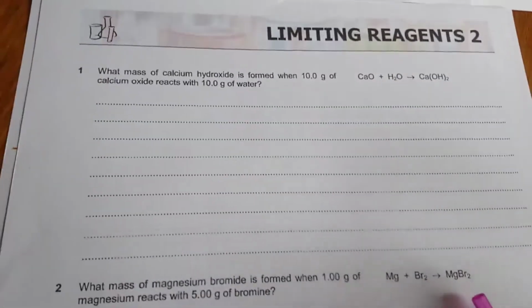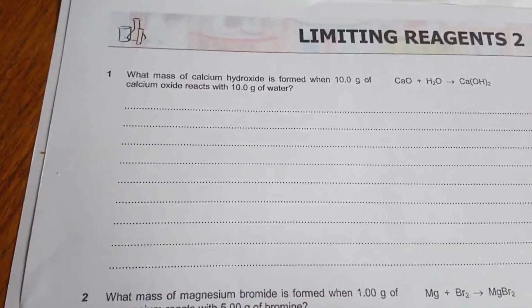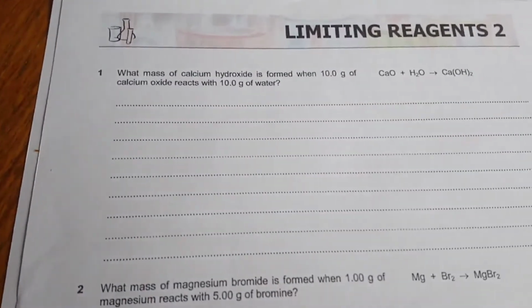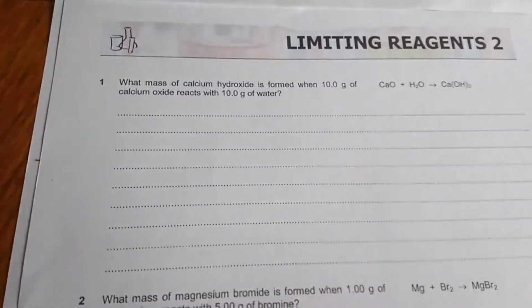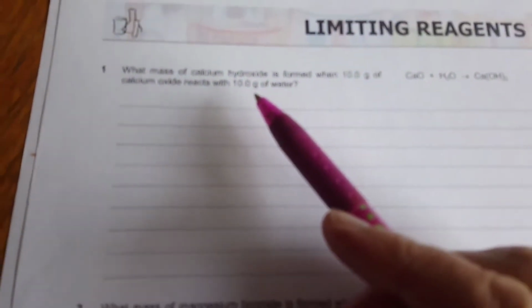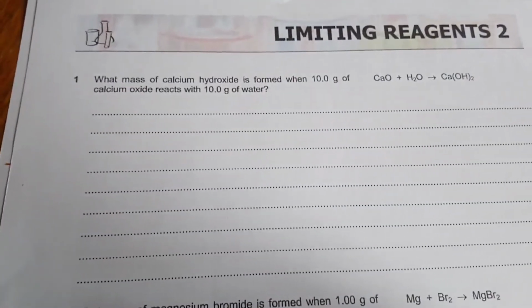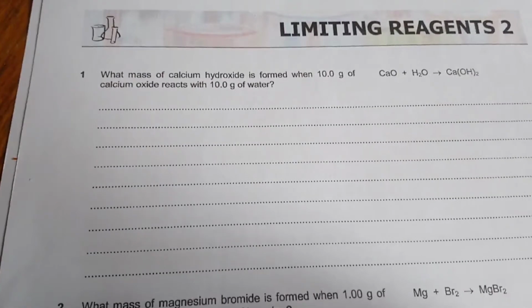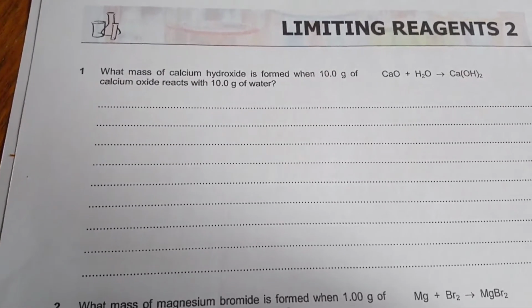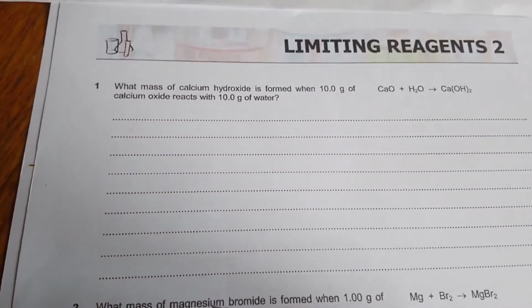Okay, welcome back. So now we take it up a notch and we actually use that understanding of ratios to work out what was limiting and what's in excess when we've actually been given masses. Right, so the question here on limiting reagents 2, question 1: what mass of calcium hydroxide is formed when 10 grams of calcium oxide reacts with 10 grams of water?